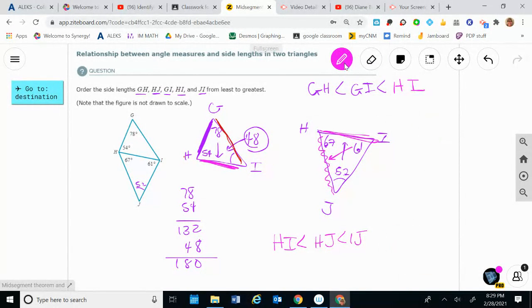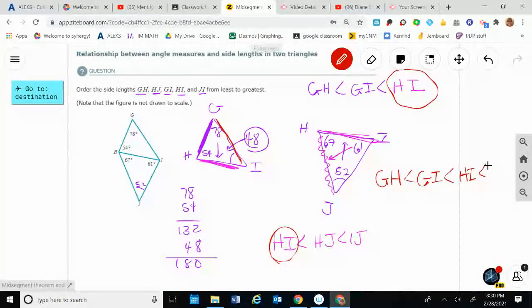Check it out. HI is the biggest of one triangle, but it is the smallest of the other. So if you're ordering them, you just put these two first, HI in the middle, and these two after. So it goes like this: GH less than GI less than HI less than HJ. Wow, I ran out of room. Get the idea though, right? I just have to come over here and then write HJ less than IJ. It really does help to pull the two triangles apart and separate them and then order.